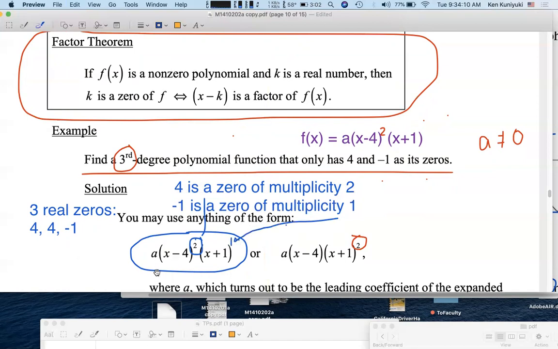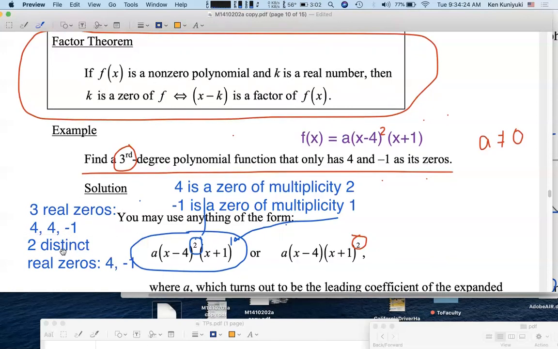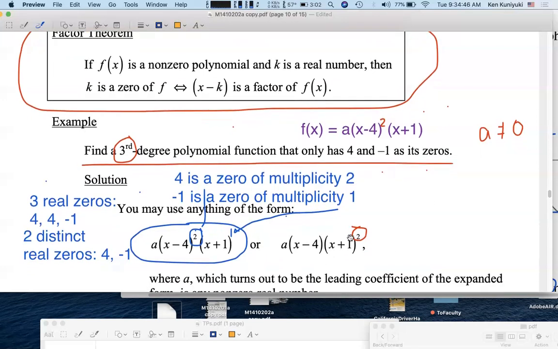So there are 3 real zeros for this polynomial, but only 2 of them are distinct. There are only 2 distinct or different real zeros, the 4 and the negative 1. So if I just ask you to list out the real zeros, you can write them out with multiplicity. The 4 comes in twice. If I have something like x to the 10th, then 0 is a 0 10 times. 0 is a 0 of multiplicity 10. Look at that exponent.